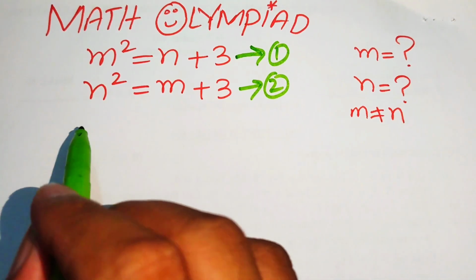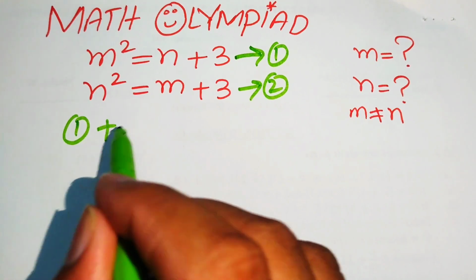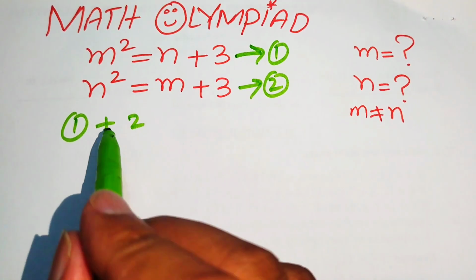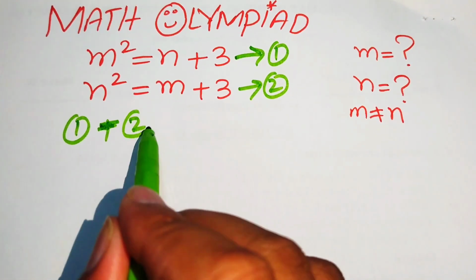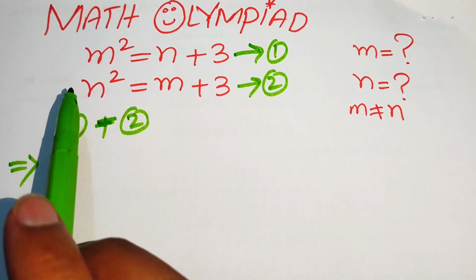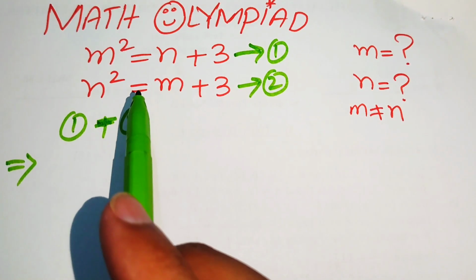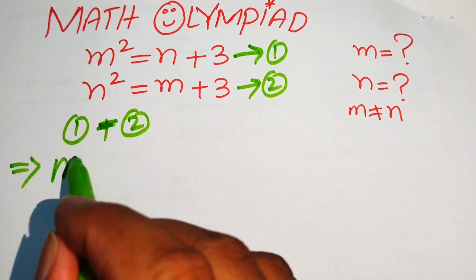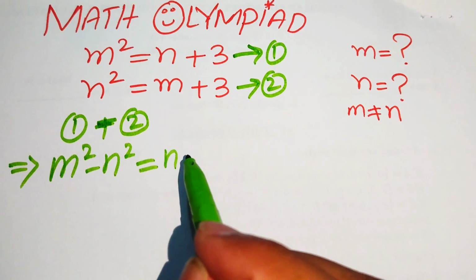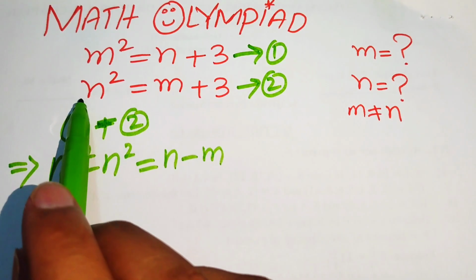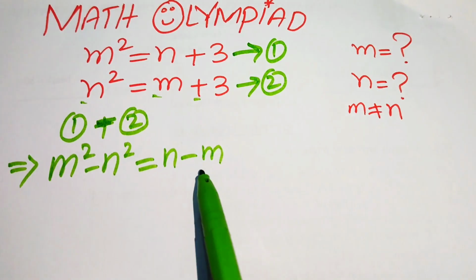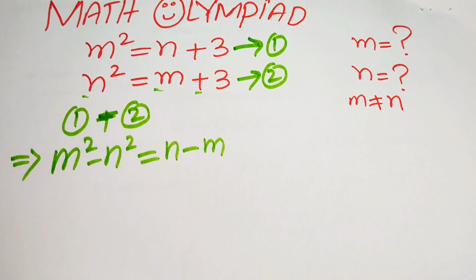The very first step we are going to do is subtract equation number 1 and equation number 2. When we subtract these two equations, we subtract left hand side with left hand side and right hand side with right hand side. So it will be written as m square minus n square equals, here we subtract this n minus m, which means we change all the signs, so the positive and negative are gone and we get only n minus m.